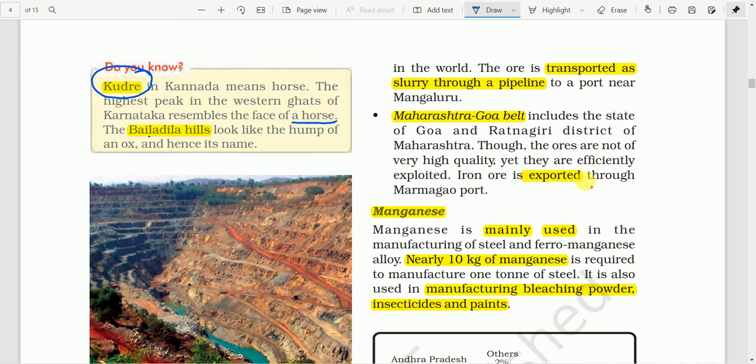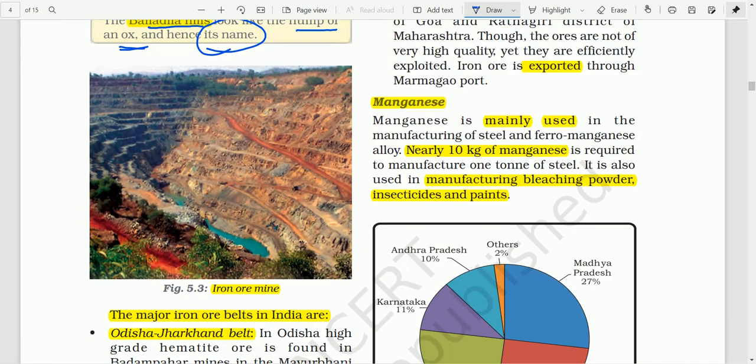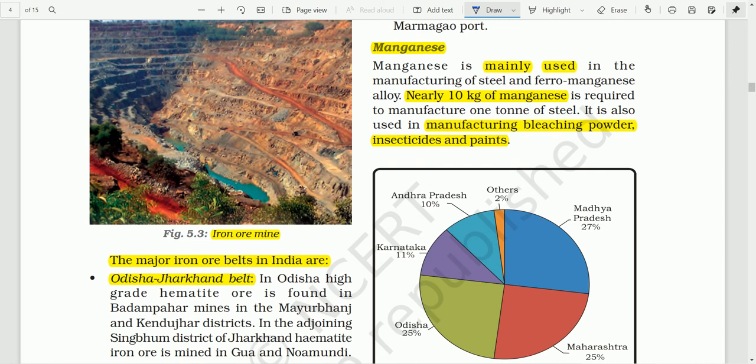Then another one, Bailadila Hills, that is in Chhattisgarh, looks like the hump of an ox. Hence, the name is given. Bailadila means hump of an ox. So these two hills are very rich in iron ore. And here, this photograph shows an iron ore mine.